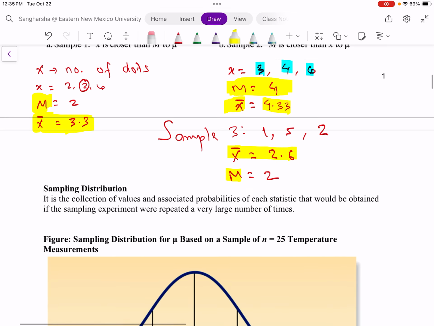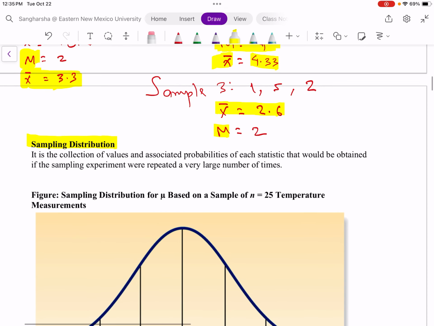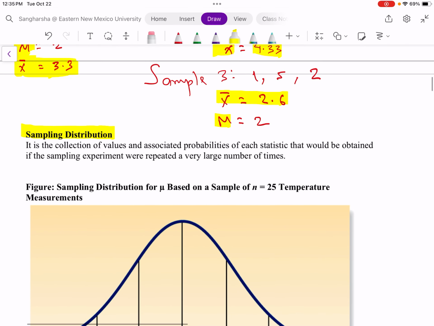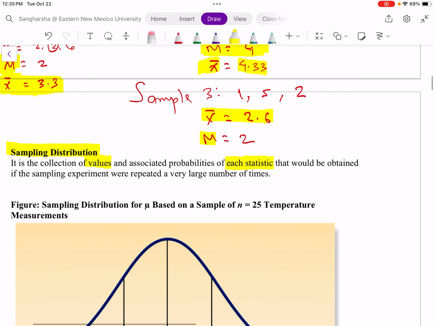Now, next, let's define sampling distribution. This sampling distribution is the collection of values and associated probabilities of each statistic. So we collect the values of each statistic and its corresponding probabilities.